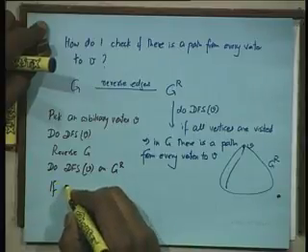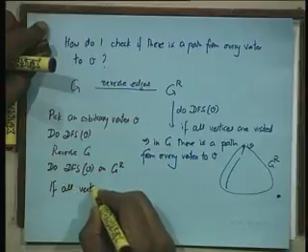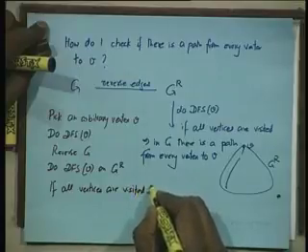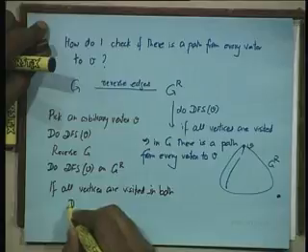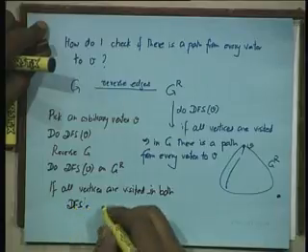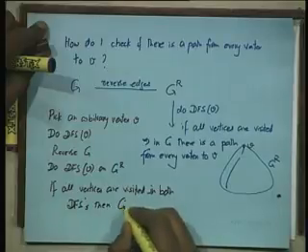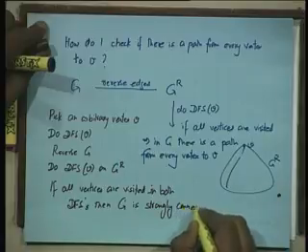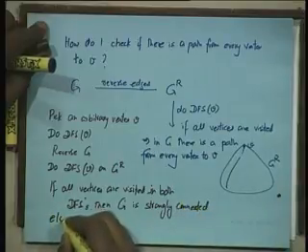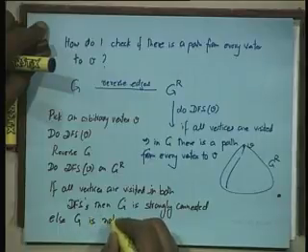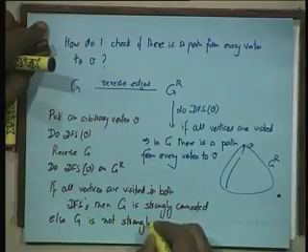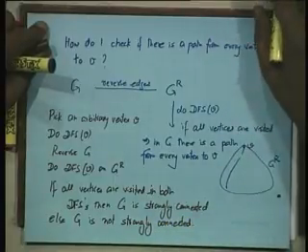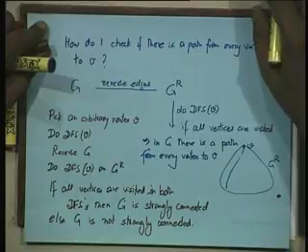If all vertices are visited in both DFSs, then G is strongly connected, else G is not strongly connected. Is this clear to all?